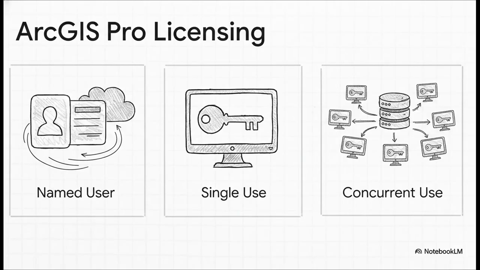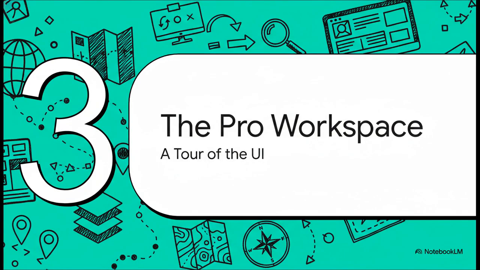Of course, you'll need a license to drive this thing. The most common one these days is the named user license, which just ties into your ArcGIS Online account. Super simple, but there are also options for a single-use license for one machine, or even a shared concurrent use license, though that one's being phased out. Okay, hardware and licensing, check.